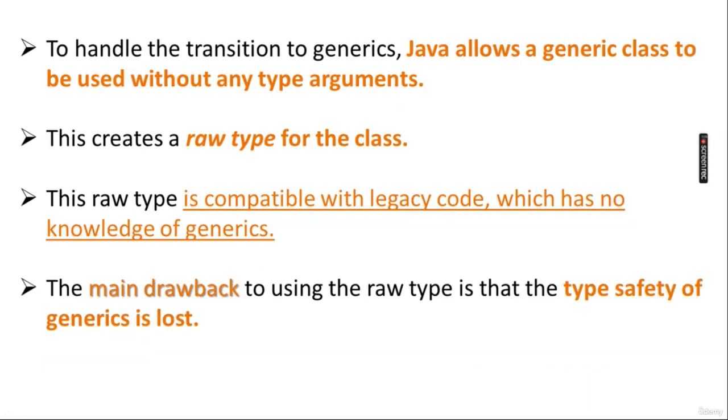To handle this transition to generics, Java allows a generic class to be used without any type arguments. This creates a raw type for the class. Okay. For this transition to happen, Java allows the generic class to be used without any type argument. This creates a raw type for the class. This raw type is compatible with legacy code, which has no knowledge of generics. Okay. So the raw type of the class is pre-generics and does not know anything about the generic class.